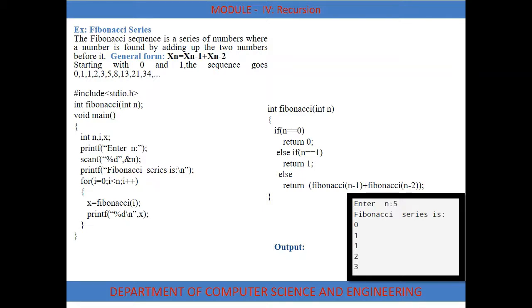Now same for the Fibonacci of 0. So that is, Fibonacci of 0 is 0. So now return 1 plus 0, that is 1. So this value is passed to the main function. Now the x value is 1. So display the value of it.